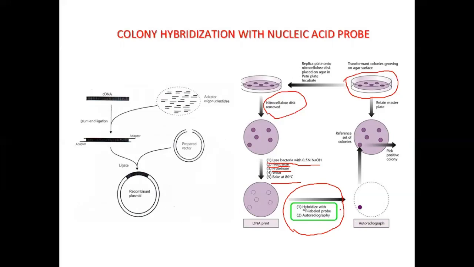Then after the development of the autoradiograph, we can see that this particular colony is showing some radioactivity, and thereby we can say that this is gene X for which the probe was designed.